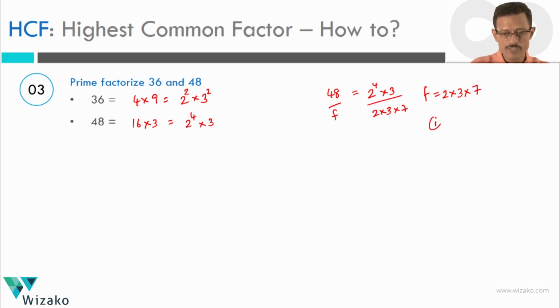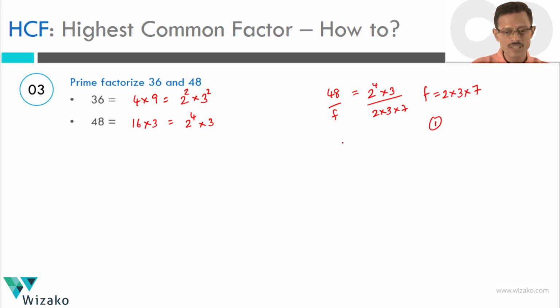So the first inference is that any factor of 48 will have only prime factors that are 2 or 3. In other words, a factor of 48, when prime factorized, will have either 2s or 3s as its prime factors. So if 48 contains only 2 and 3, no factor of 48 can contain a prime factor other than 2 or 3. 7 or 11 can never be a prime factor of a factor of 48.